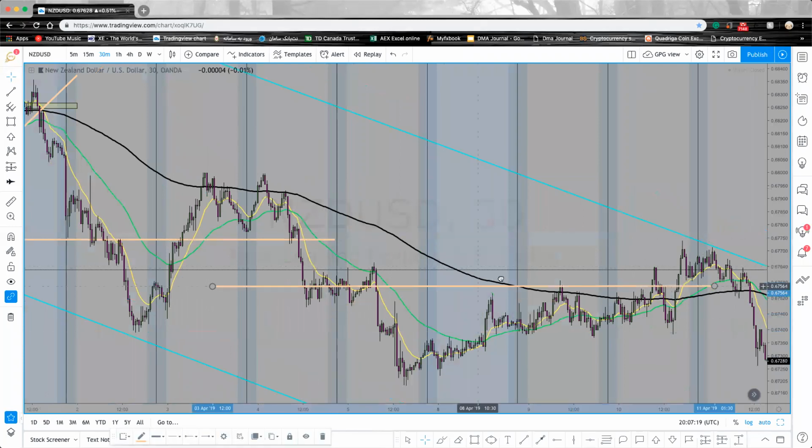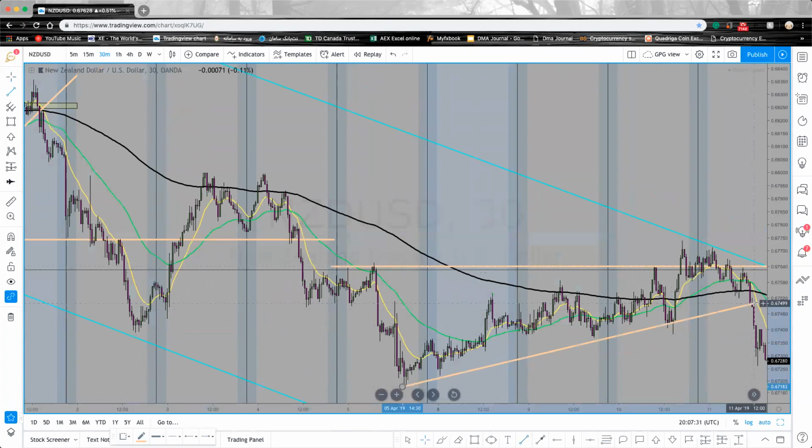What is the next area you see it's working on? 1 touch, 2 touch, 3 touch, break above, playing around. You can see higher highs, you're selling.